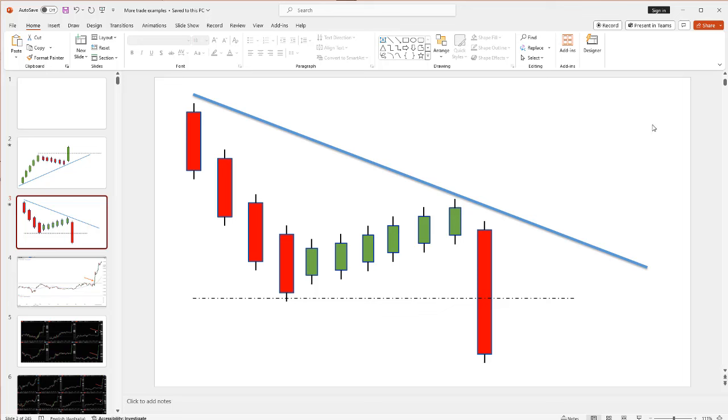This is probably the easiest one for you to understand, which is the L-shaped pattern. We have a move down, and then we either have a flat move sideways or we have a slight move up. See, it looks like an L-shaped pattern.